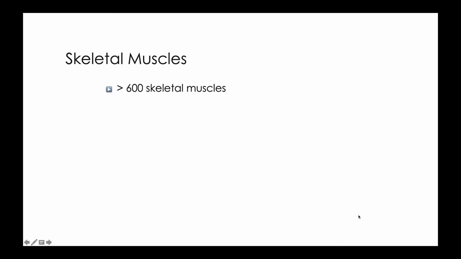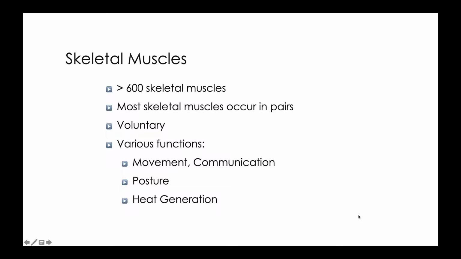So if we start talking a little bit about skeletal muscles, well, there are over 600 skeletal muscles in our bodies. Most of them occur in pairs, meaning a left and a right side, and skeletal muscle is voluntary. We decide when we want to contract it. What does it do for us? Well, it helps with movement, it helps with communication, our posture, as well as our heat generation.